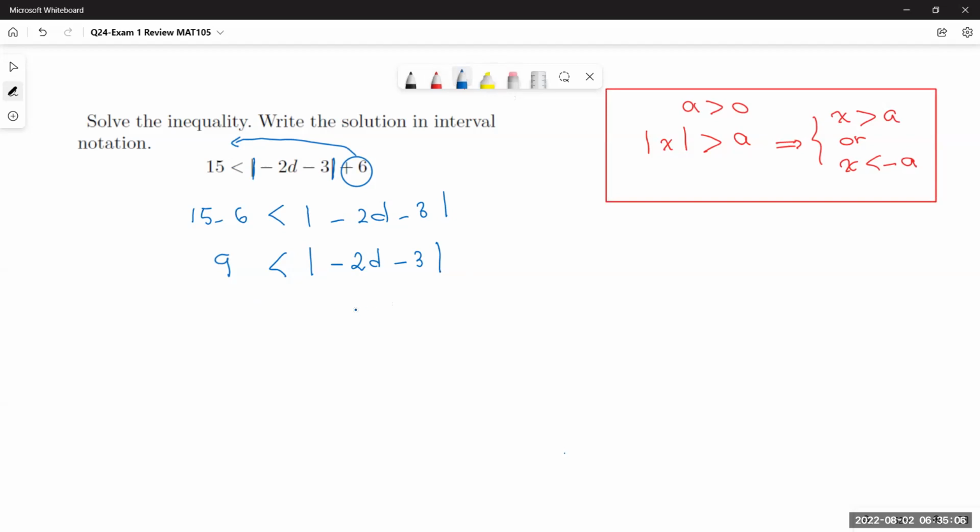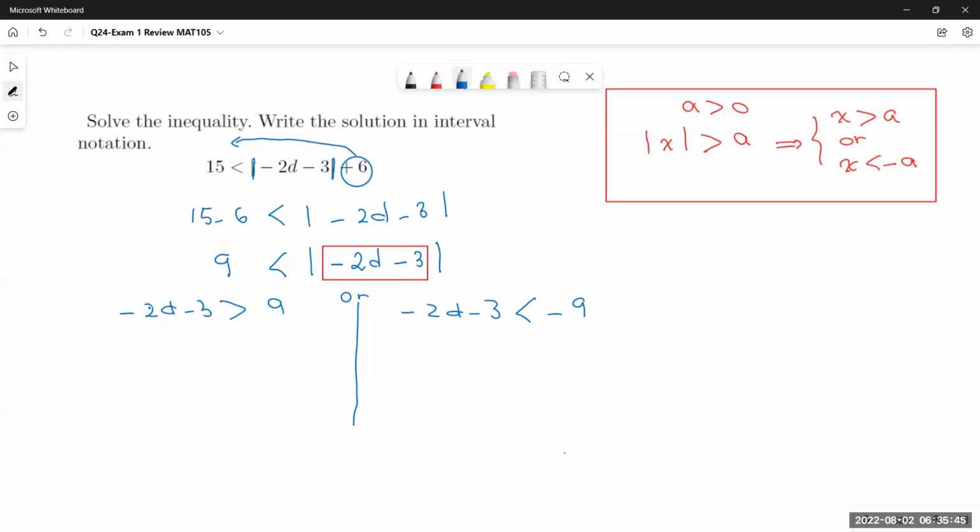So applying the formula, this is going to imply the following two outcomes. Here, by the way, the x we have there is actually whatever is inside the absolute value, right? So this is my x. That's going to be -2d minus 3. It can be greater than 9, all right? Or the -2d minus 3 is going to be less than -9. And we have a simple linear inequality that we should be able to solve here.